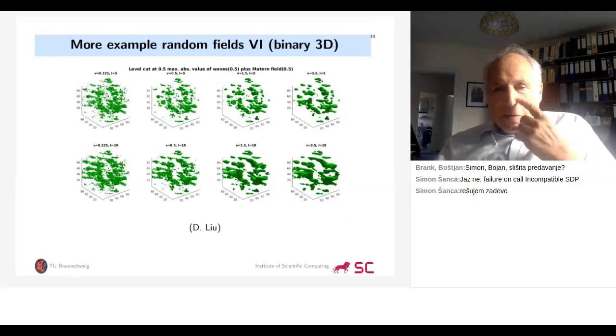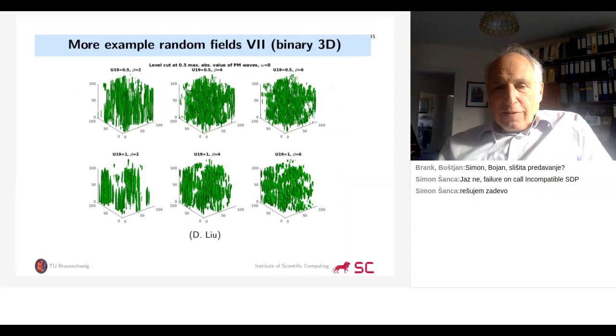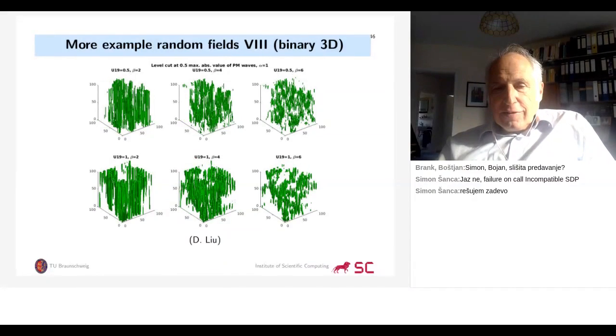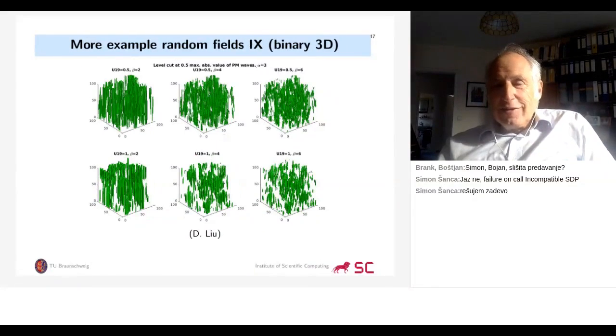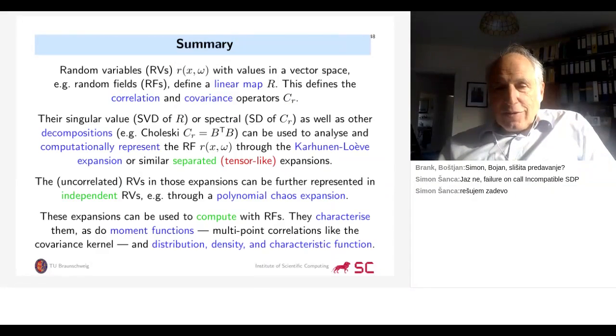Here's another example with another correlation function. And now somewhere we again generate little spaghetti, so to speak. So this is a very anisotropic random field now. Now there's broken spaghetti, so to speak. And I think these are probably the last ones here.